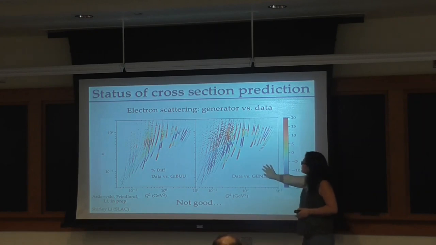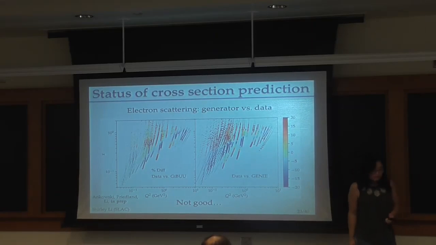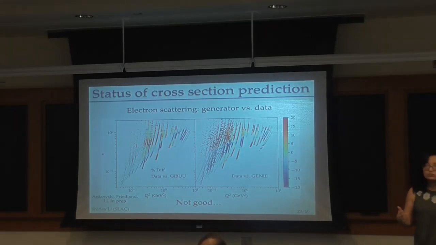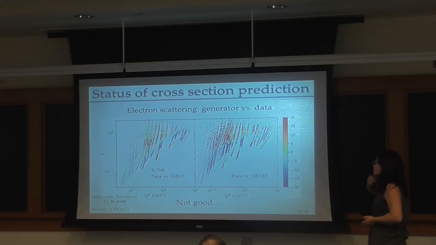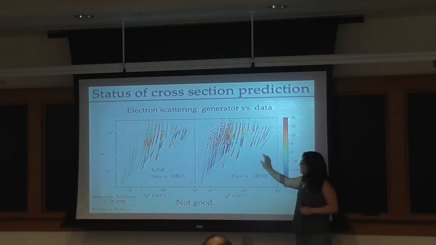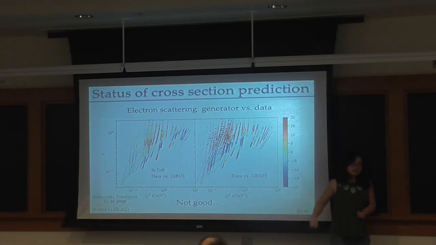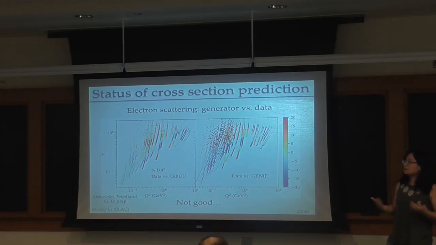Whereas GENIE completely saturates the color scale, so you can't read what the disagreement is. But looking at it, it's roughly at the 70–80% level across the entire kinematic region. So it's really not good. And if you're not familiar with these two generators, GENIE is actually the most commonly used generator. It's in fact used by all Fermilab-based neutrino experiments.